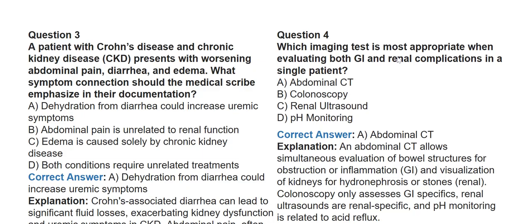Question 4. Which imaging test is most appropriate when evaluating both GI and renal complications in a single patient? A. Abdominal CT scan. B. Colonoscopy. C. Renal or kidney ultrasound. Or D. pH monitoring. So the answer is A. CT scan, as abdominal CT allows simultaneous evaluation of bowel structures for obstruction or inflammation, GI, and visualization of kidneys for hydronephrosis or stones, renal. Colonoscopy only assesses GI specifics. Renal ultrasounds are renal specific, and pH monitoring is related to acid reflux.